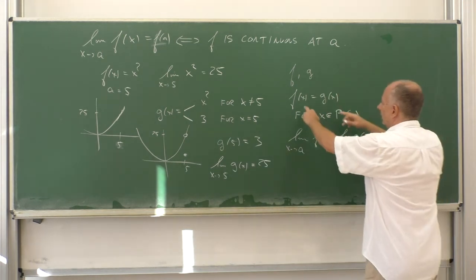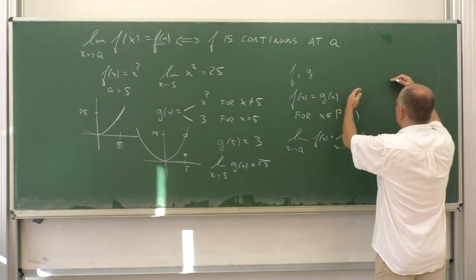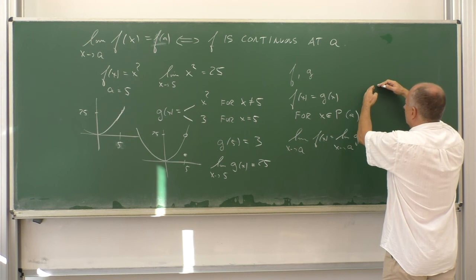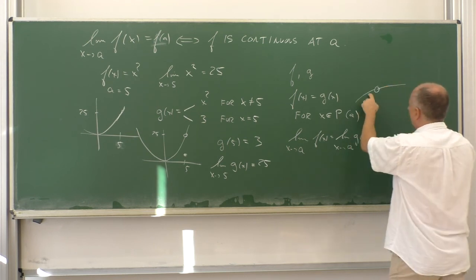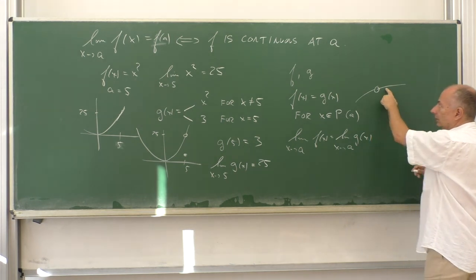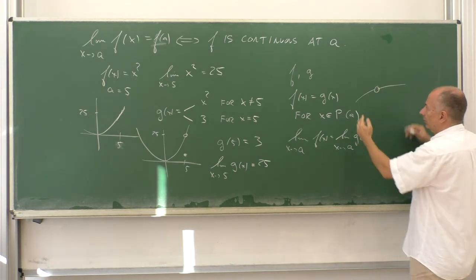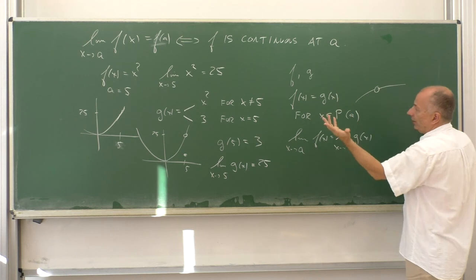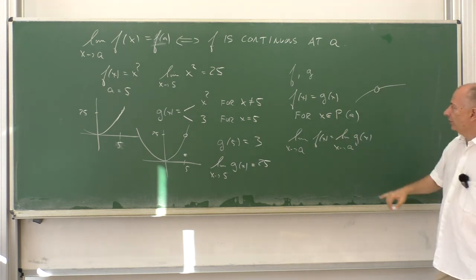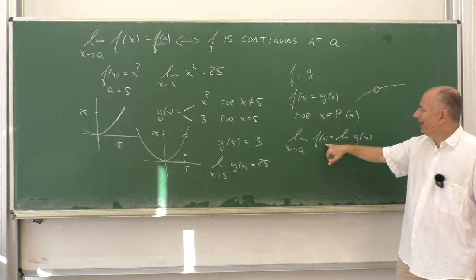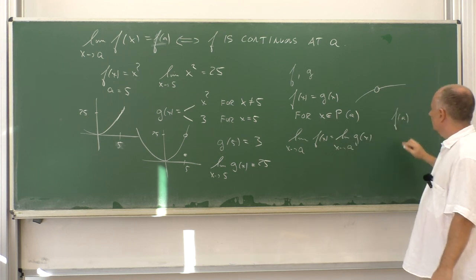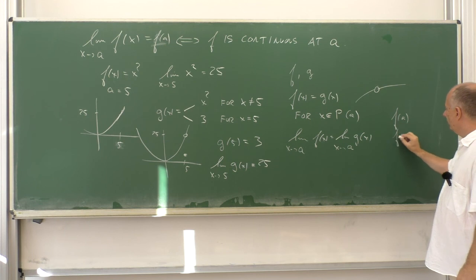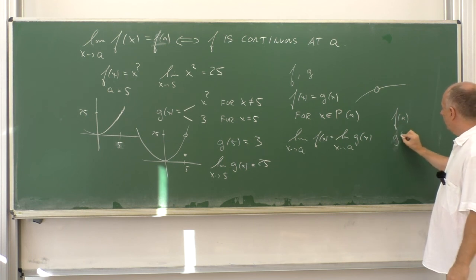In simple words, if the two functions agree in the punctured neighborhood, here and here, then the point towards which the graph approaches is the same, so no big surprise. But this is completely independent of the function value of f at a and completely independent of the function value of g at a.